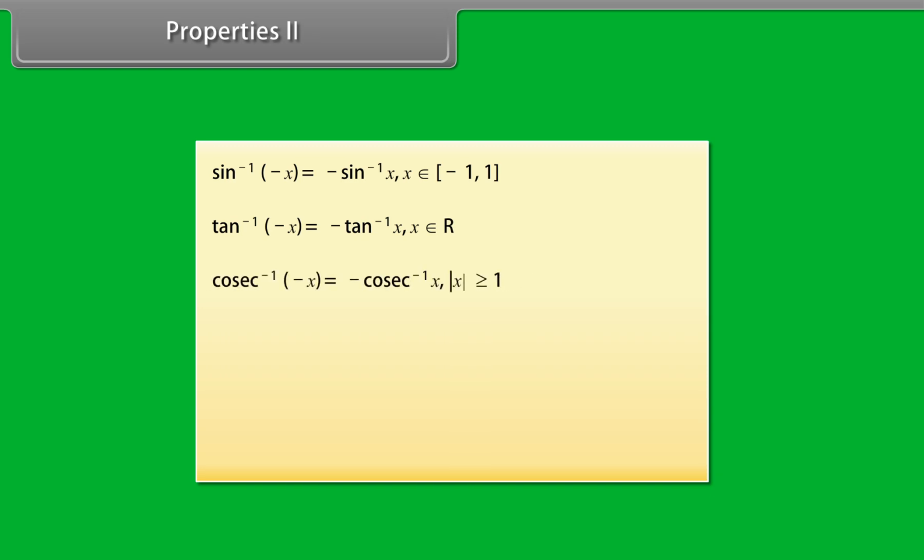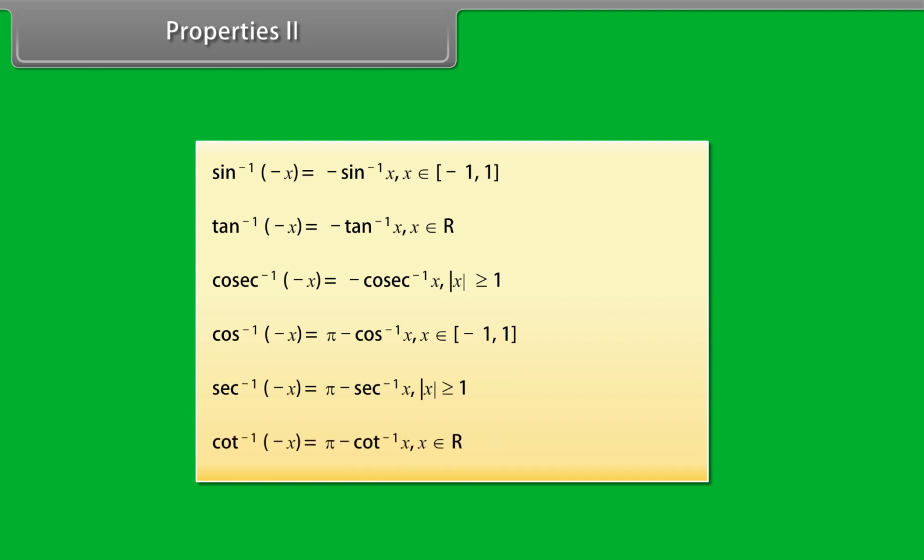Cosec inverse minus x is equal to minus cosec inverse x, modulus of x is greater than or equal to 1. Cos inverse minus x is equal to pi minus cos inverse x, x belongs to [-1, 1]. Sec inverse minus x is equal to pi minus sec inverse x, modulus of x greater than or equal to 1. Cot inverse minus x is equal to pi minus cot inverse x, x belongs to R. Properties 3.